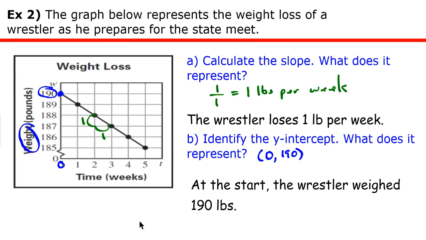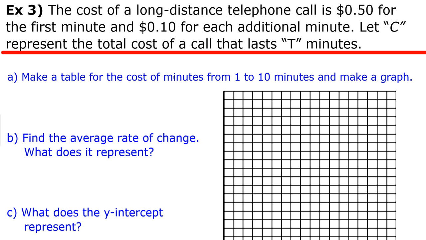Let's move on. Number 3. Here, the cost of a long-distance telephone call is 50 cents for the first minute and 10 cents for each additional minute. So this is really good to know. Some good information right here. So first, 50 cents for 1 minute. So that's just automatically there. And then each minute after that, it's 10 cents.